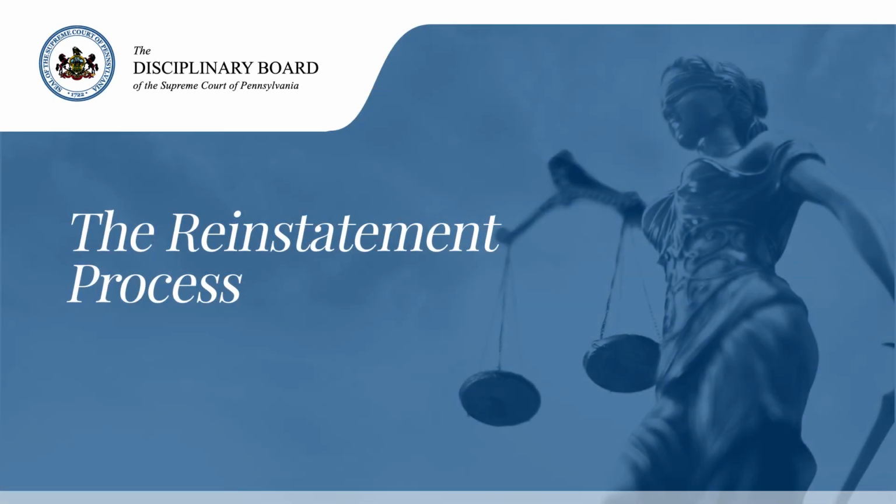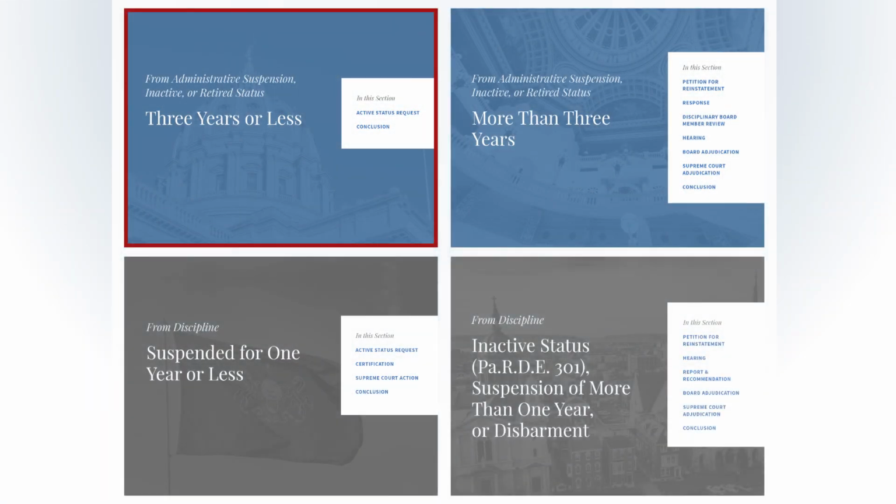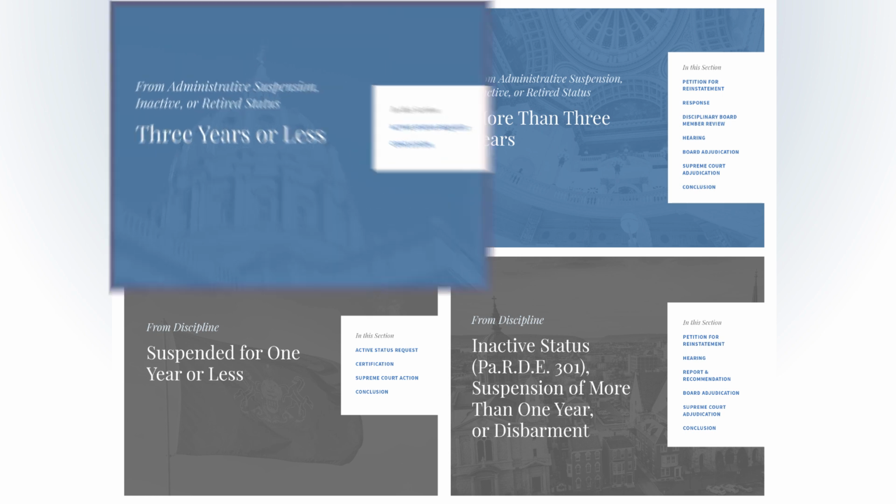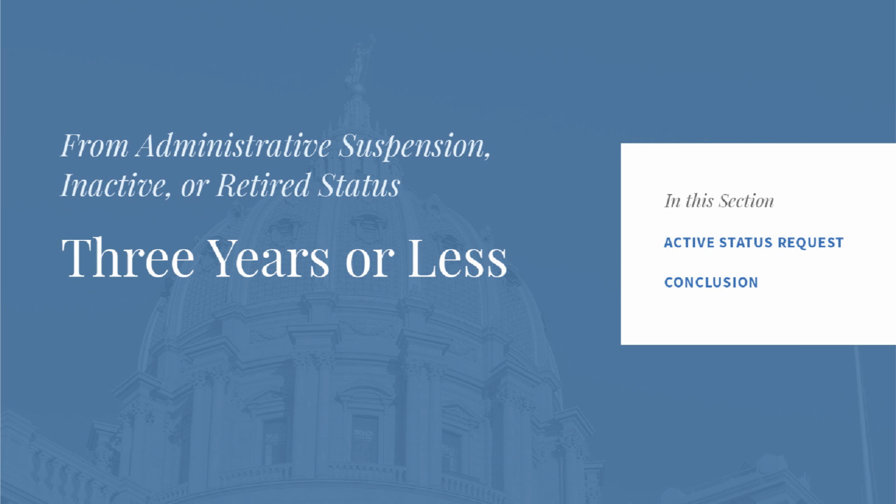Reinstatement processes. From administrative suspension, inactive, or retired status, 3 years or less. Are you an attorney whose license has been administratively suspended, inactive, or retired for less than 3 years, and you wish to be reinstated to active status?